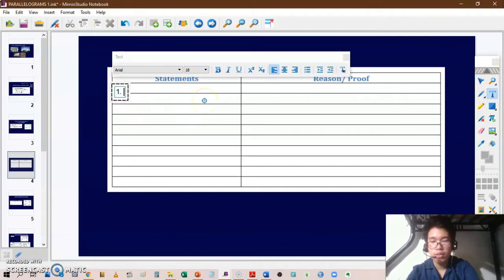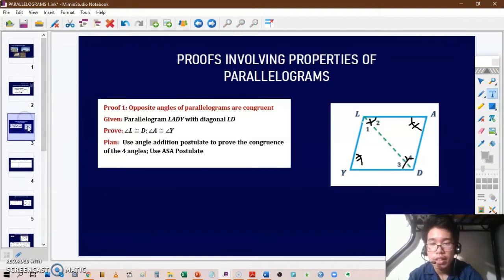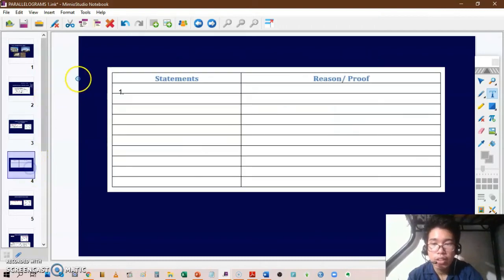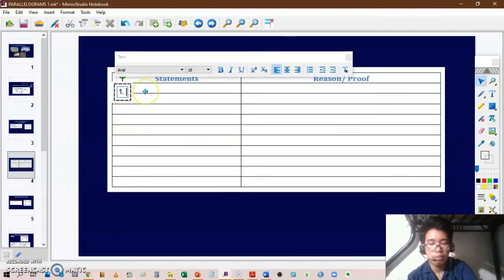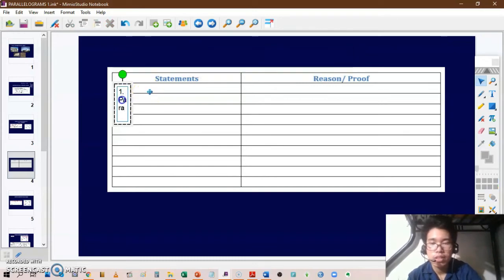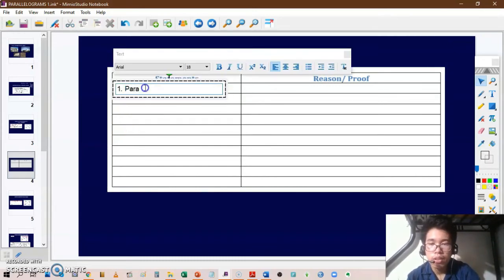So number one, what is given? Parallelogram LADY with the diagonal LD. We have here a parallelogram. Wait, let's write this nicely. We have here parallelogram LADY with a diagonal.